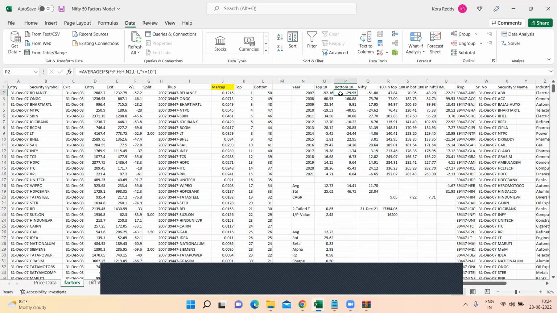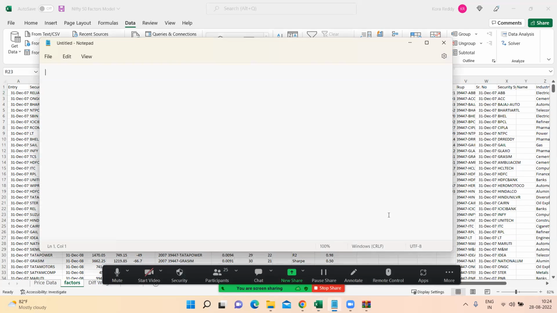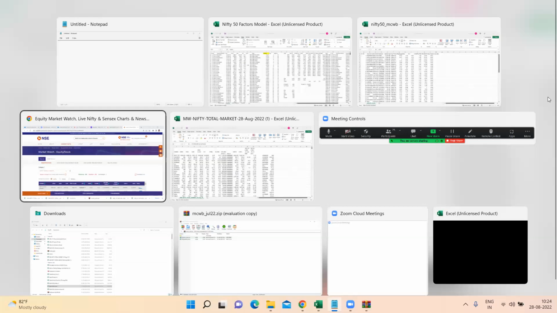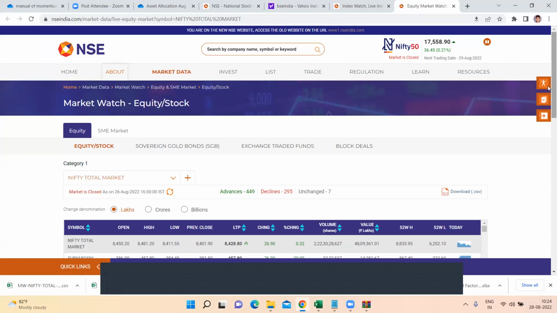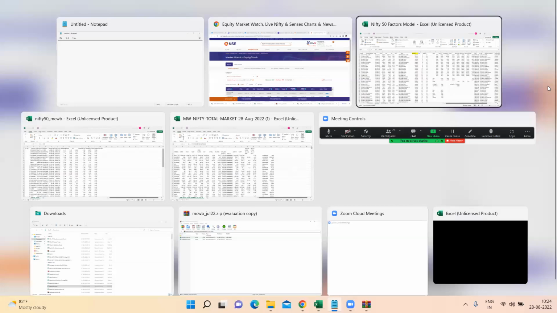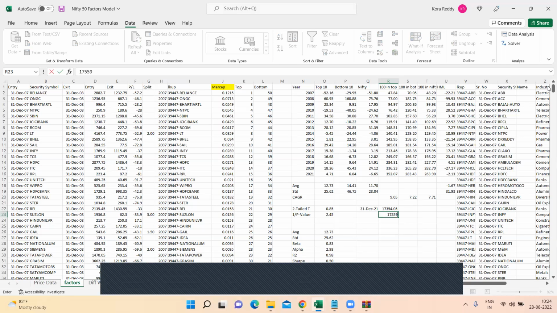And you also do the bottom. Each year, top and bottom market cap. And this is Nifty. I have manually plugged in. So what is the Nifty value now? 17,559.